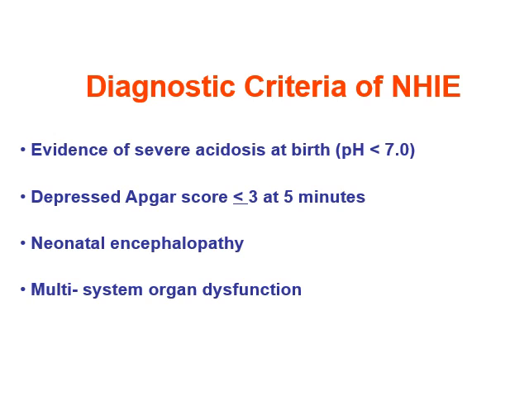There are diagnostic criteria to diagnose neonatal hypoxic ischemic encephalopathy. Number one, evidence of severe acidosis at birth, I mean a pH less than 7. Number two, depressed Apgar score. Of course, you know the Apgar score. There are 5 items: the respiration, the heart rate, the tone, reflexes, and the color. An Apgar score of less than 3 at 5 minutes is diagnostic of severe asphyxia.